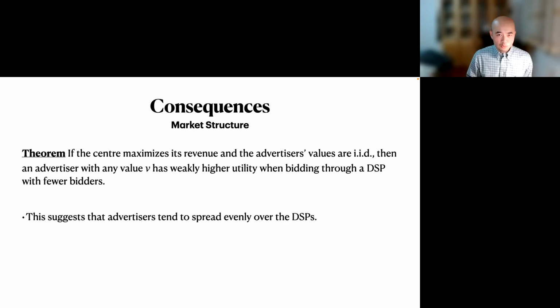One last consequence that I really like is that if we assume the center maximizes its revenue, the DSPs are profit maximizing, and all the advertisers' values are regular and independently distributed (RID), then an advertiser with any value v has weakly higher utility when it bids through a DSP with fewer bidders than through a DSP with more bidders. So basically, if we make the RID assumption, then an advertiser always benefits from bidding through a smaller DSP. This suggests that advertisers tend to spread evenly over the DSPs rather than concentrate on a big one.